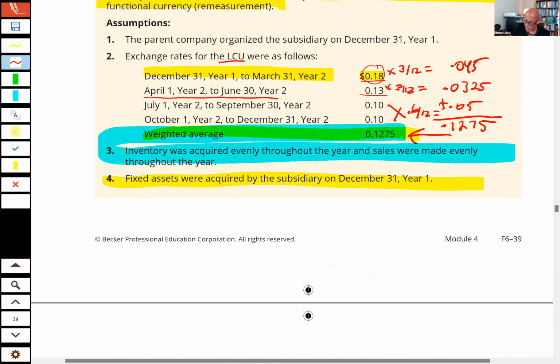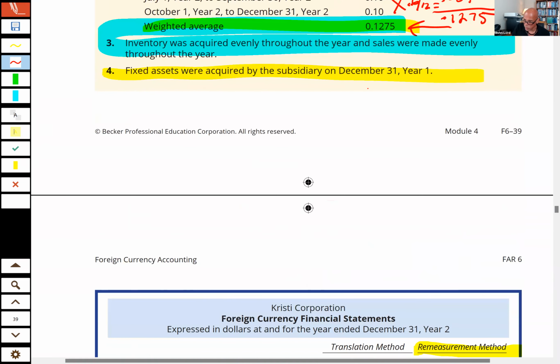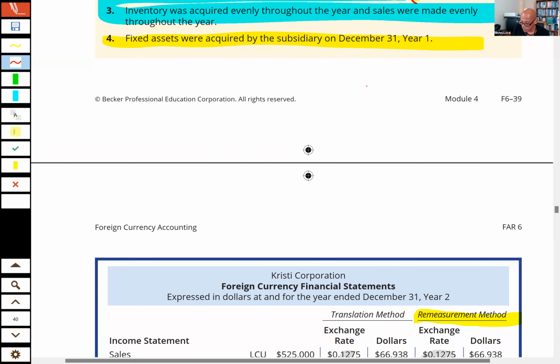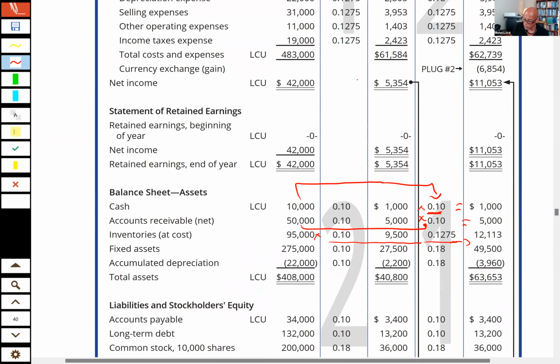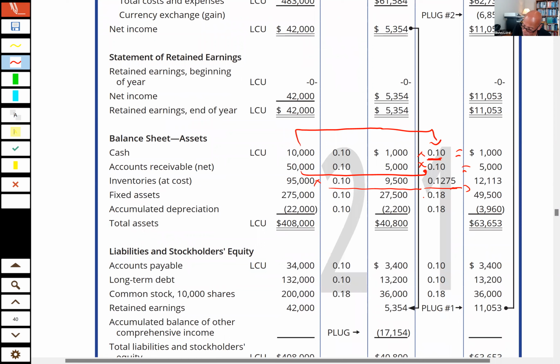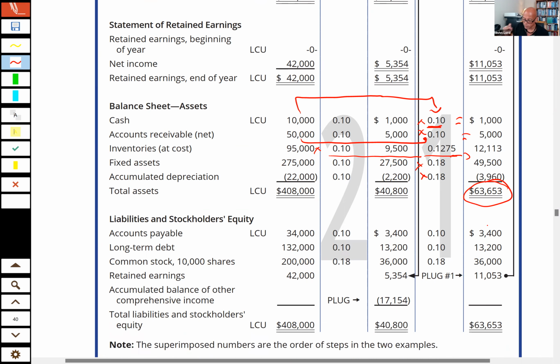So again, that's why it's important that you know which rates. You don't have to memorize the rates. They'll give you the historical rate and the current rate, but you need to know which ones to use at the right time, depending on what method. So we extend that out, and when we do, we get total assets of 63,653. And then we start doing the liabilities section, again for my monetary items using the year-end rate.